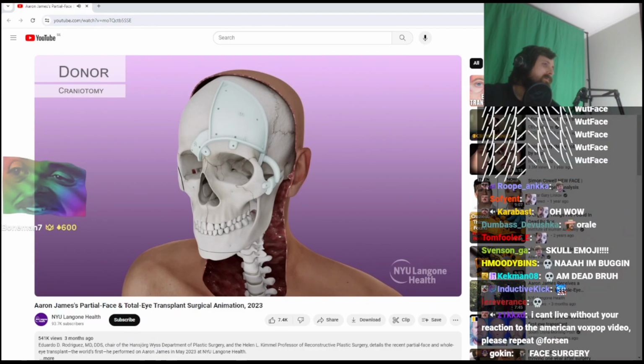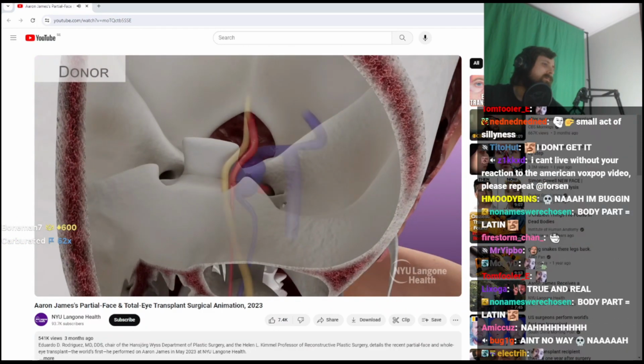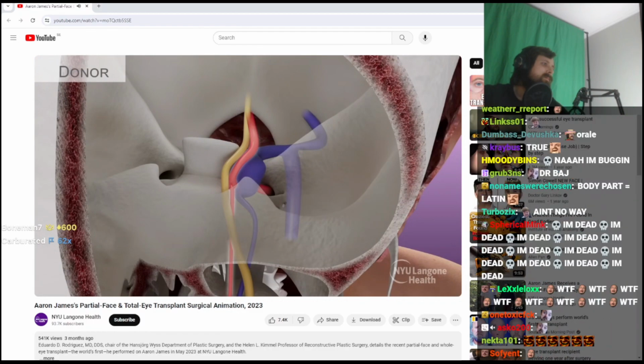The orbital box osteotomy was then translated forward to allow for access to the retroorbital structures, including the ophthalmic vein, artery, and the optic nerve.